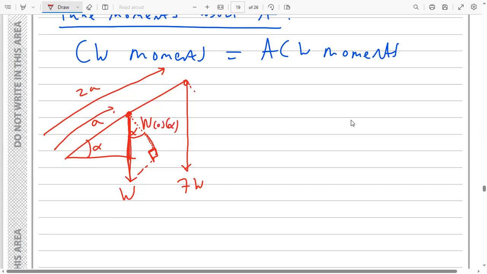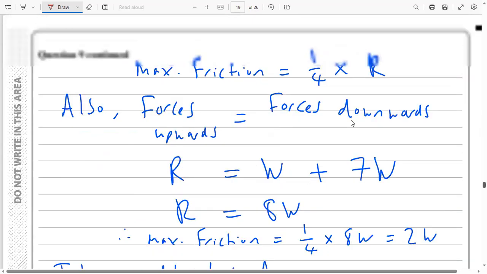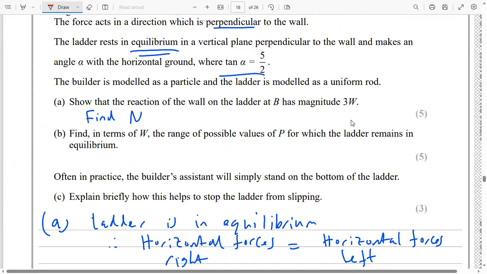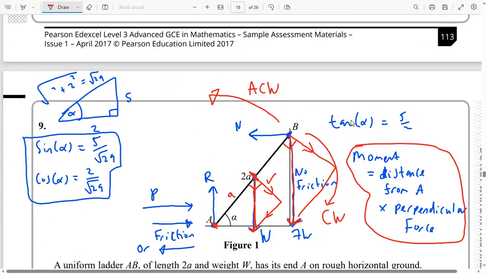Similarly with the 7W component here: the component of this weight perpendicular to the ladder has the same angle alpha, so it's going to be 7W times cos alpha. Hypotenuse times cos alpha equals your adjacent. We know what cos alpha is because we did this calculation up here: cos alpha is 2/√29.